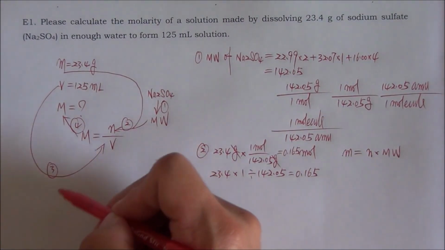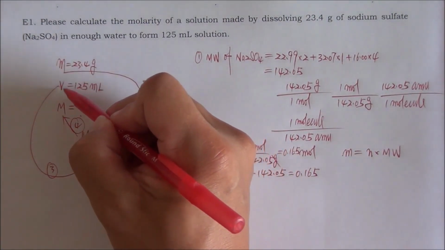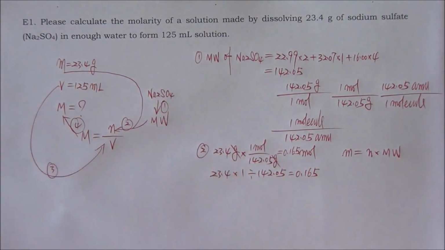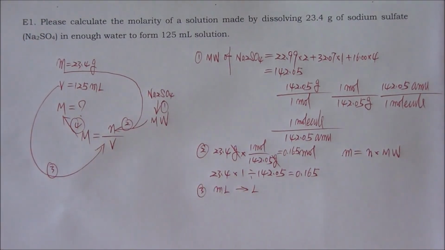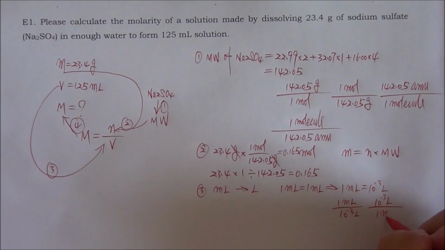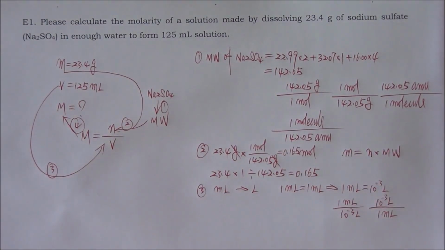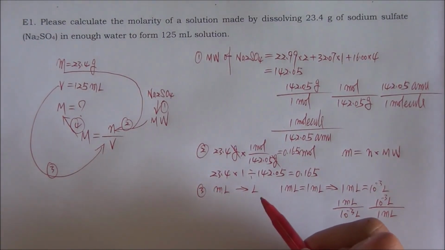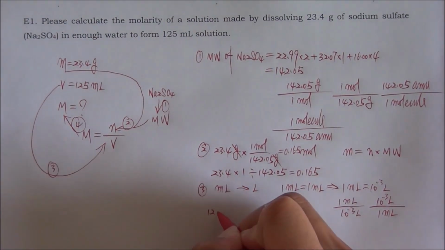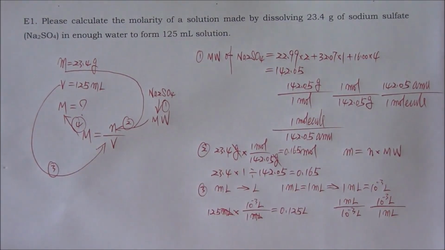Now let's look at step 3. We need to convert 125 milliliter to liters. We can also use the dimensional analysis method to convert milliliter to liter. If you remember, milli represents 10 to the negative 3. It is a metric prefix. This is the method I taught you in class to perform conversions between a unit with a prefix and a unit without a prefix. Now let's look at step 4.